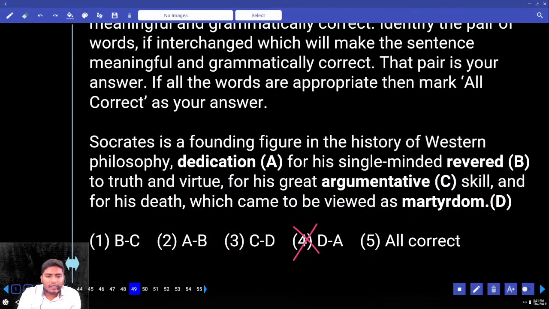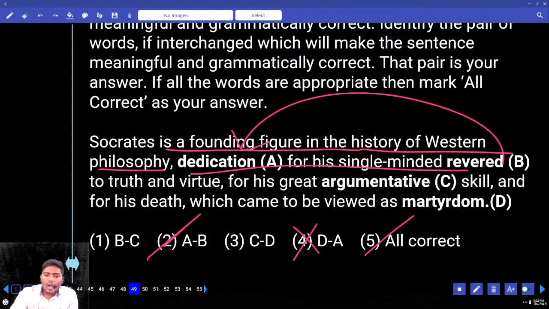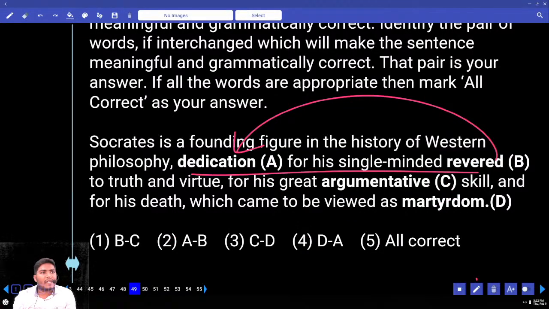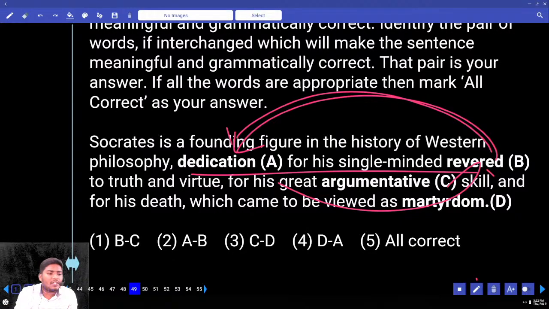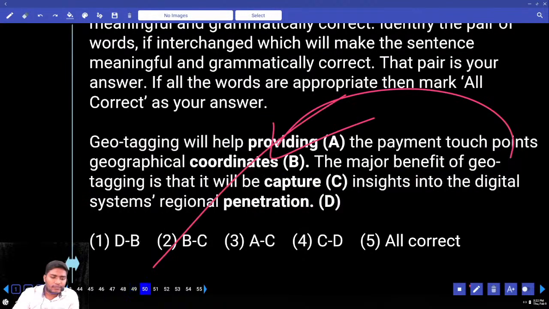Now your answer must be A, B or all correct. Now tell me your answer. We try to change A, B and tell me if it is possible. Socrates is a founding figure in the history of Western philosophy. Dedication for his single-minded revered, or revered for his single-minded dedication. Is he respected for his dedication or dedication for single-minded revered? He is respected for his single-minded dedication. Dedication to what? Dedication to truth and also virtue. That is a sentence. So the swap must be between A, B. Move to 50.